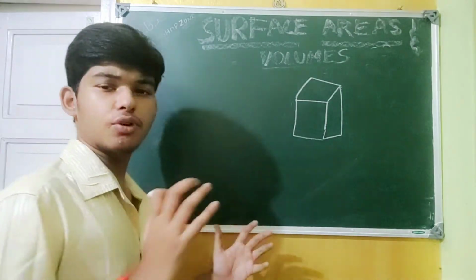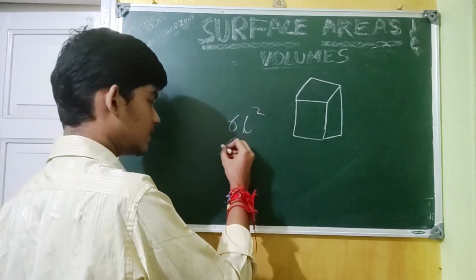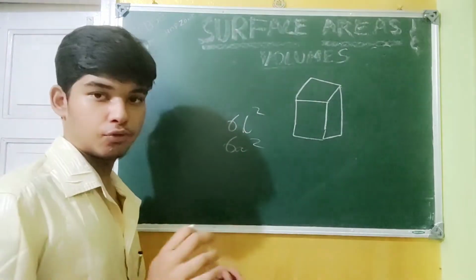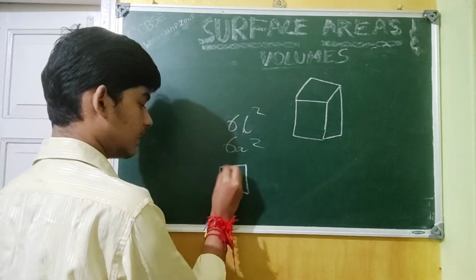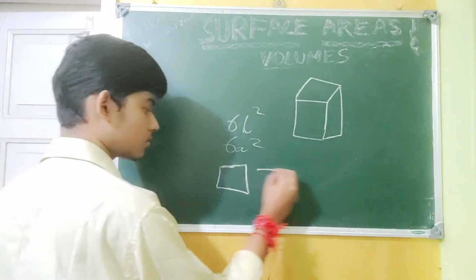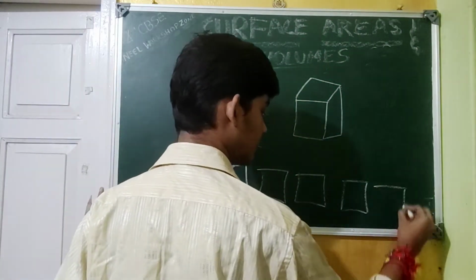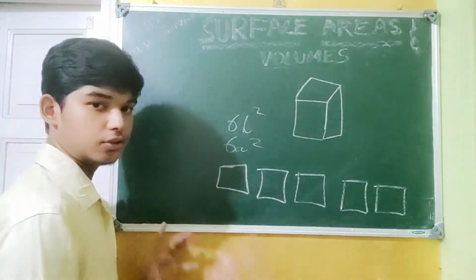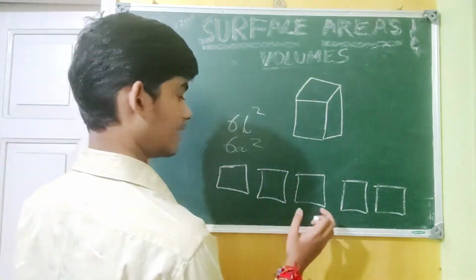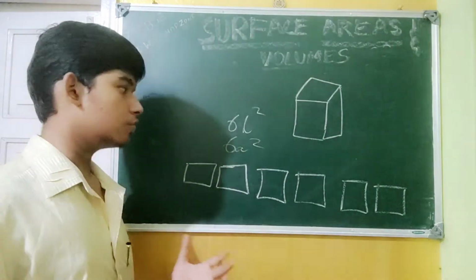So how do you get the formula of a cube, which is 6l square or 6a square? How do we get that formula? Since a cube is made up of 6 equal squares, for example, let's say by putting all these together we get a cube, because by adding 6 equal squares we get a cube.